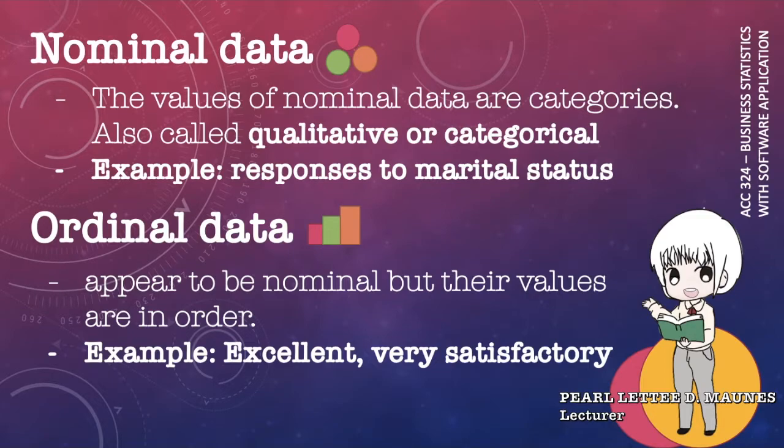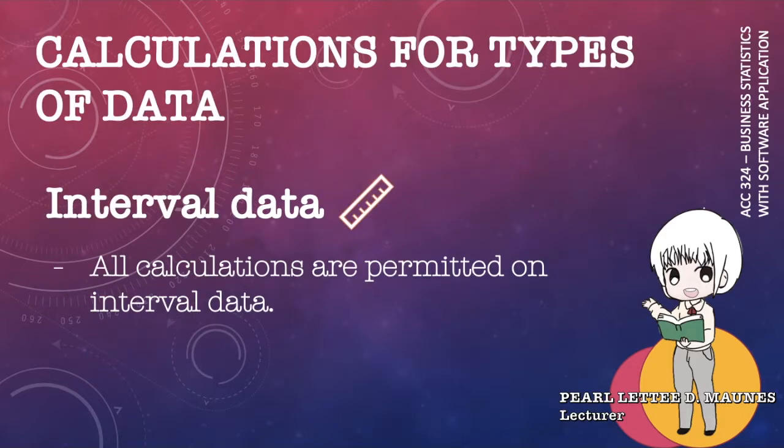So they are ranked. You could see on a figure, if you would remember, we have here boxes, and so we have, for example, excellent, very satisfactory, satisfactory. So you could see that they are ranked, or for example, small, big. We'll go on to the calculations for types of data.